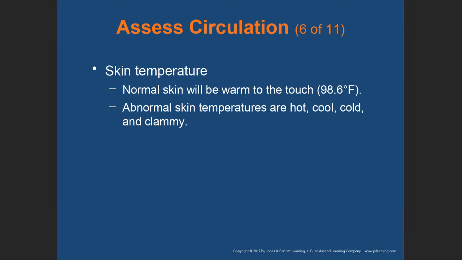So an abnormal skin temperature can be hot, which can indicate an infection or inflammation process, can be cool, which can indicate shock. It can be cold, which can indicate hypothermia or shock. It can be clammy. Clammy means the skin feels sticky or lumpy, right? That's definitely poor circulation going on.